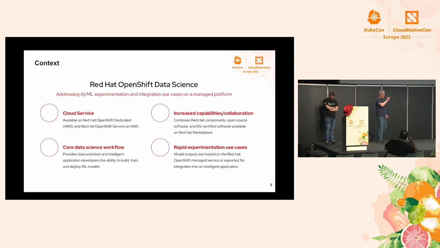Obviously, this also flows into Red Hat products. So Open Data Hub itself was productized some months ago as Red Hat OpenShift Data Science, or short ROADS. You can consume it as a service on cloud.redhat.com, which runs on OpenShift Dedicated, which is our managed OpenShift environment.